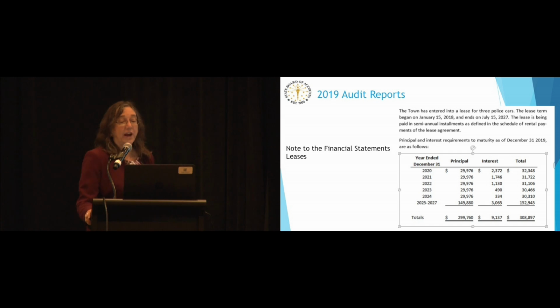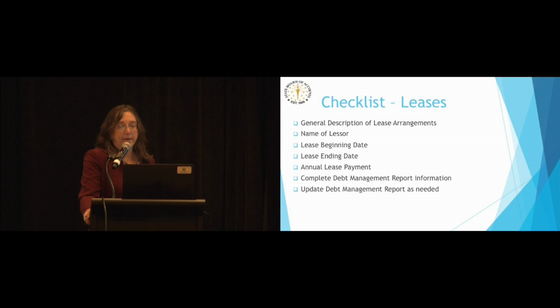Here's a checklist again for information you should have as you prepare your next annual financial report. Some of this, again, we're going to pull from the debt management report. But the information we're going to need is the general description of the lease arrangements, the name of the lessor, the lease beginning date, the lease ending date, the annual lease payment, complete debt management report information, and updated debt management report as needed. So if it changes, make those updated changes.